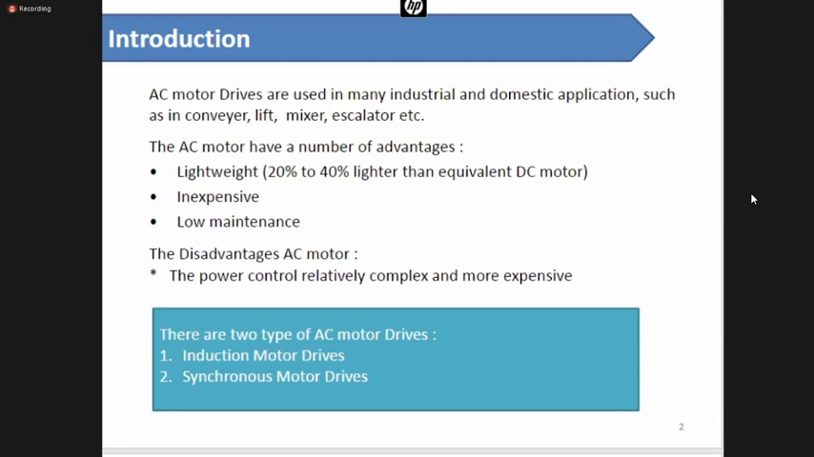And because it doesn't demand that much maintenance, you can say that these motors are usually inexpensive. The problem with AC motors is that the working principle is a little bit complex compared to DC motors, so it takes some time to understand the whole thing. And the power control is also a little bit complex in comparison to DC motors.